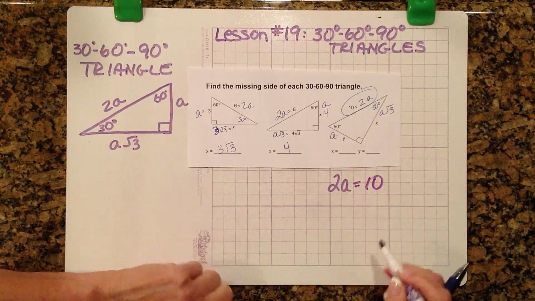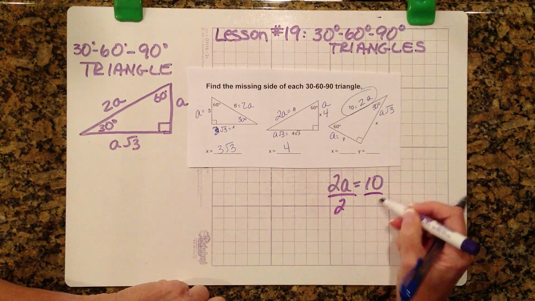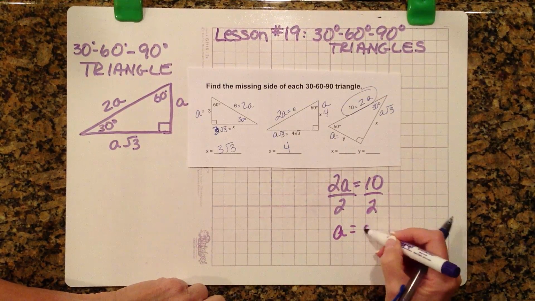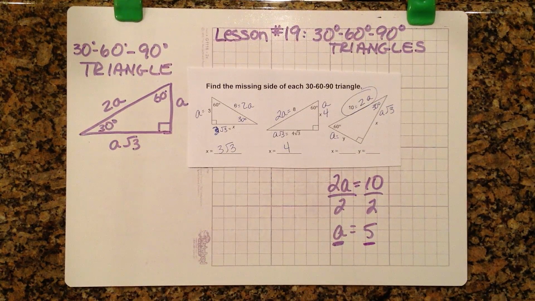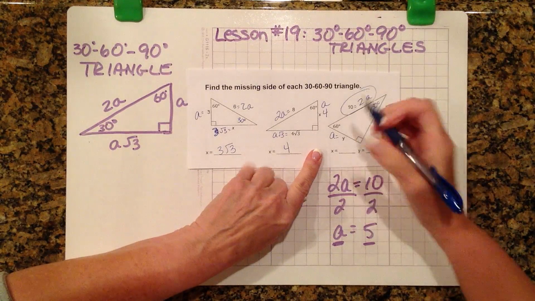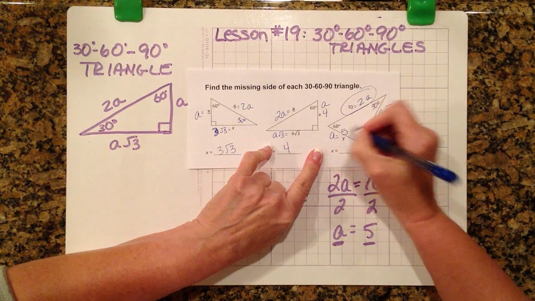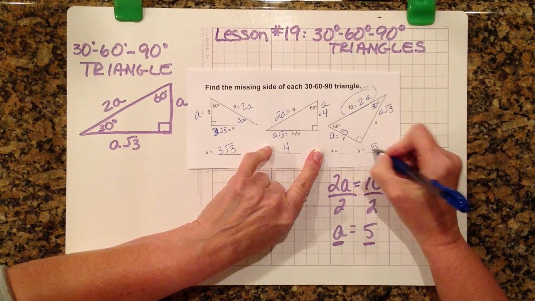Equal to 10, not 12. Divide by 2. And I get A is 5. So everywhere I see an A, I'm going to put a 5 by it. Okay, here's an A here. This is a 5. So the length of that side, Y, is 5.